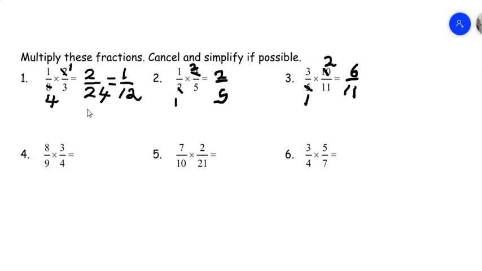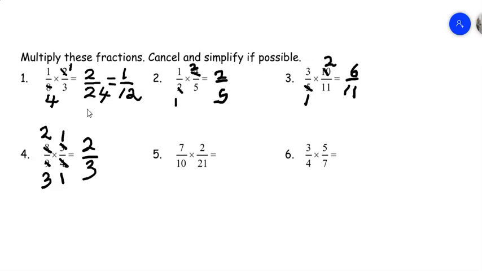8/9 times 3/4. We can see the 4 and the 8 have a common factor, which is 2. So we say 4 into 4 is 1. 4 into 8 is 2. But the 3 and the 9 can also be cancelled out because they have a common factor 3. So 3 into 3 is 1. 3 into 9 is 3. So 2 times 1 is 2. And 3 times 1 is 3.